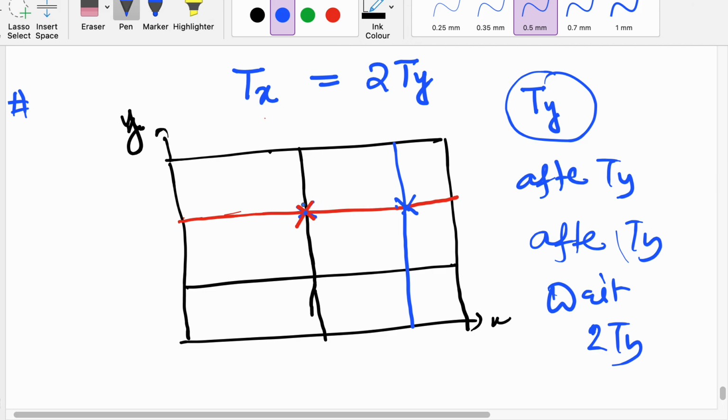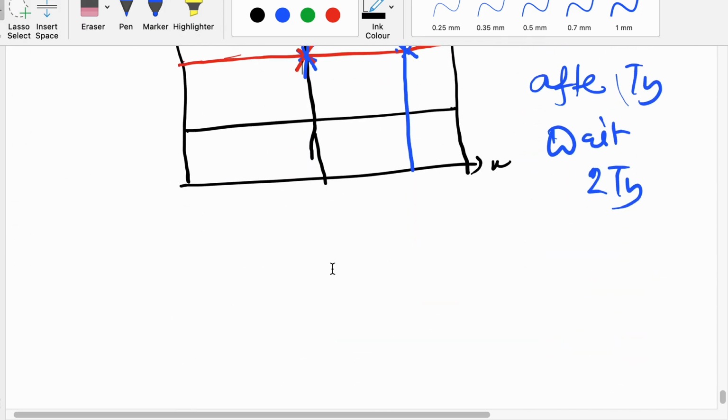Again it will return to the same position here, x also. And after ty, y also returns here, and x will also return here. So after ty it will return to the same positions. Now an interesting thing happens.